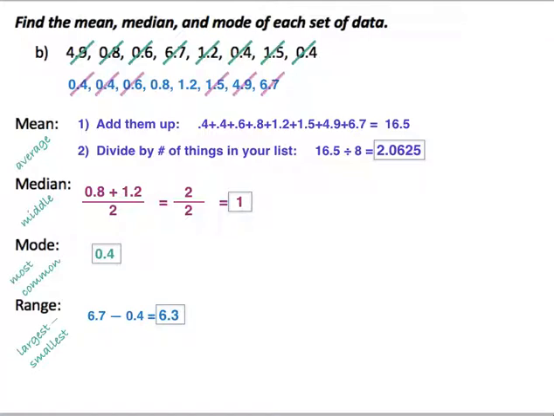And lastly, range is the distance between your largest and smallest numbers in your list. So just take 6.7 and minus 0.4. You get that the range of your list is 6.3.